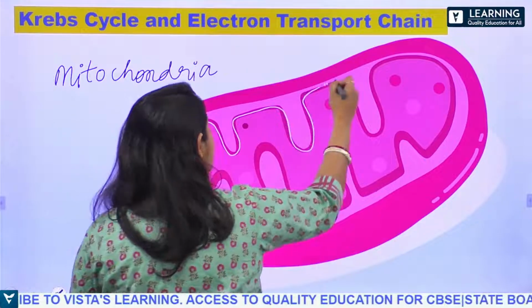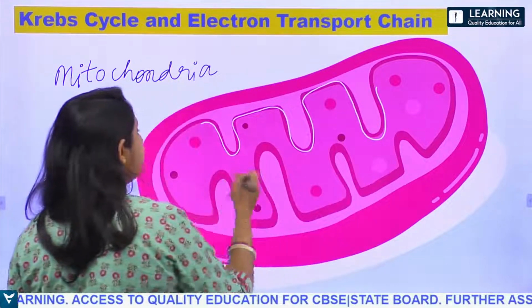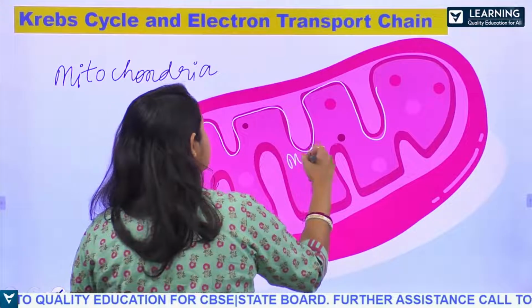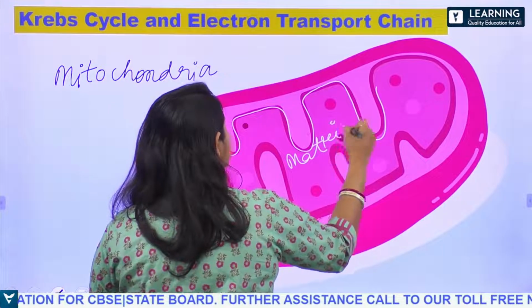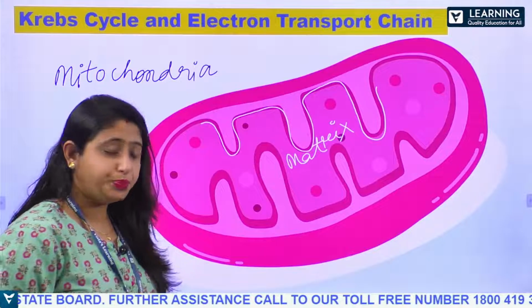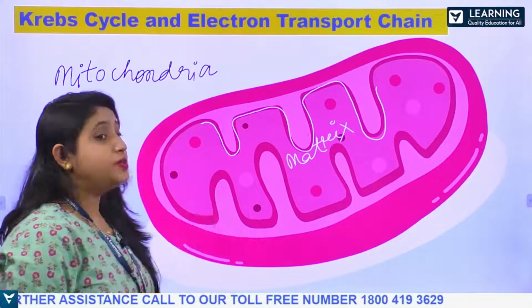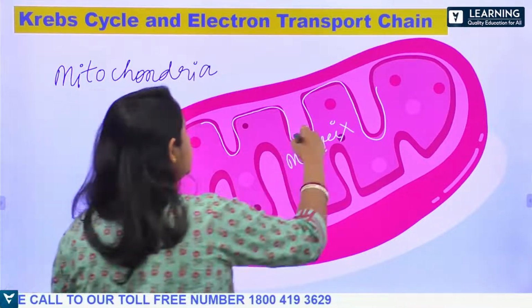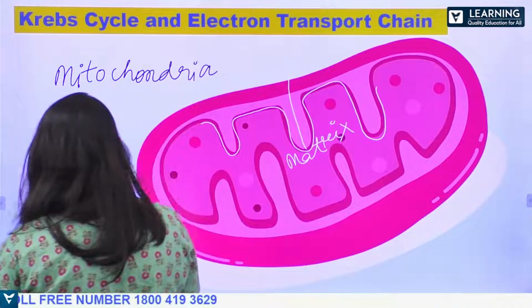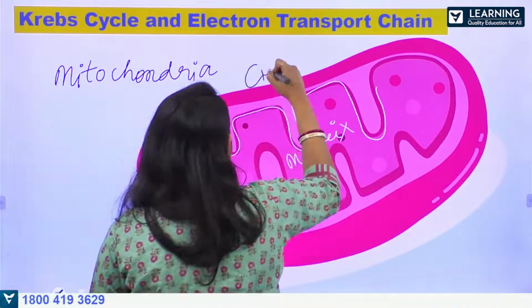These are the cristae. So the Krebs cycle takes place here in the matrix, okay, in the matrix. These finger-like projections which you see, what are they called? Cristae, right? Cristae.